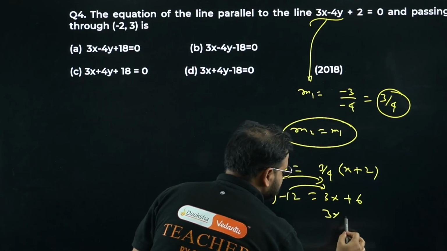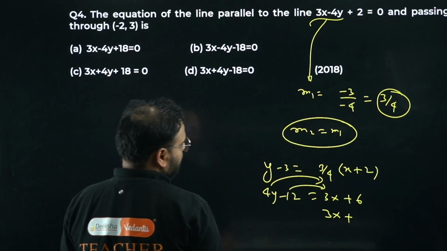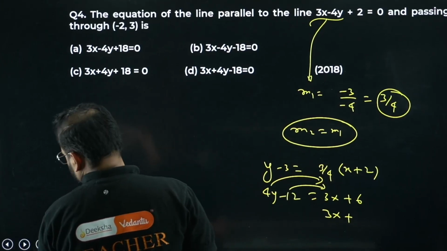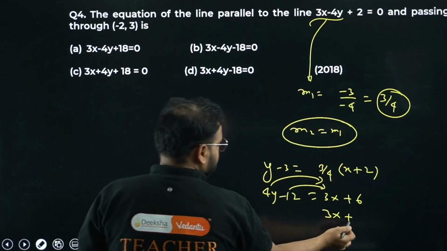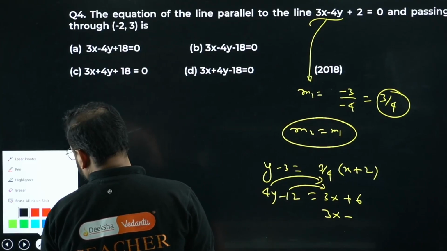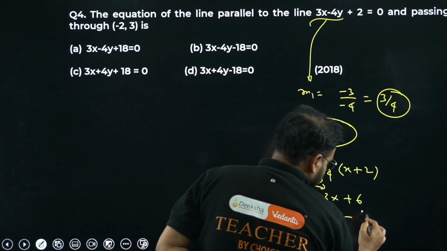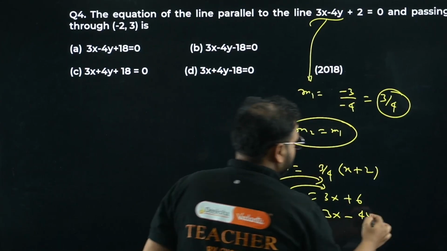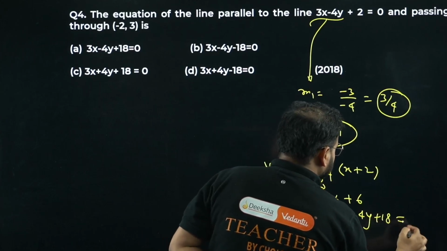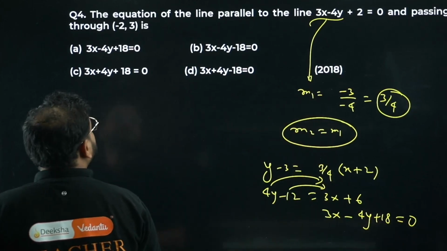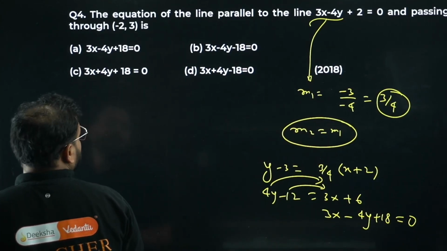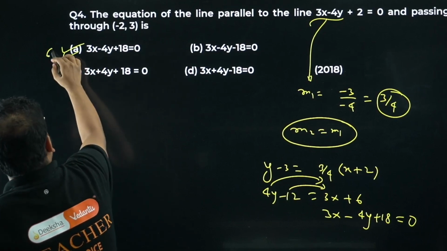We get 3x minus 4y plus 18, equals 0. Minus 12 minus 6 gives minus 18 on one side, so plus 18 on the other. The option is A. Have a look.